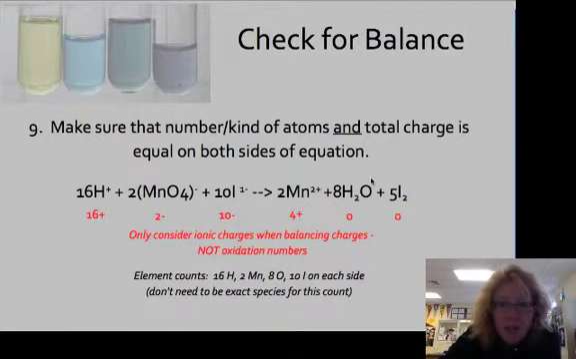Water is a molecule, so it's got a charge of 0, and iodine is a molecule, so it also has a charge of 0. So I have a total of 4 plus on the right. Therefore it's balanced: 4 plus on the left, 4 plus on the right. So that worked out pretty good.